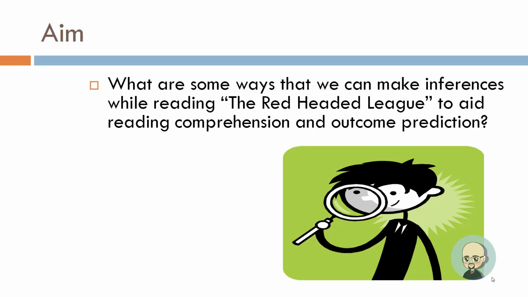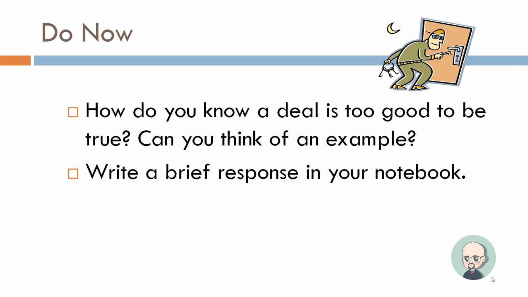What are some ways that we can make inferences while reading the Red-Headed League to aid reading comprehension and outcome prediction? How do you know a deal is too good to be true? Can you think of an example? Write a brief response in your notebook or on the Blackboard forum.